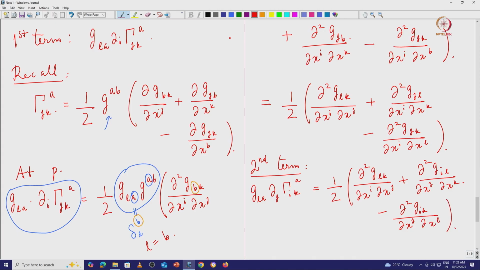Okay, and now just subtract the two. If you sit with a pen and paper and actually subtract the two, you will see that these two terms cancel, and what you are left with is exactly the formula that I am claiming. So this completes the proof of the lemma, and now you can use the lemma to prove the proposition.